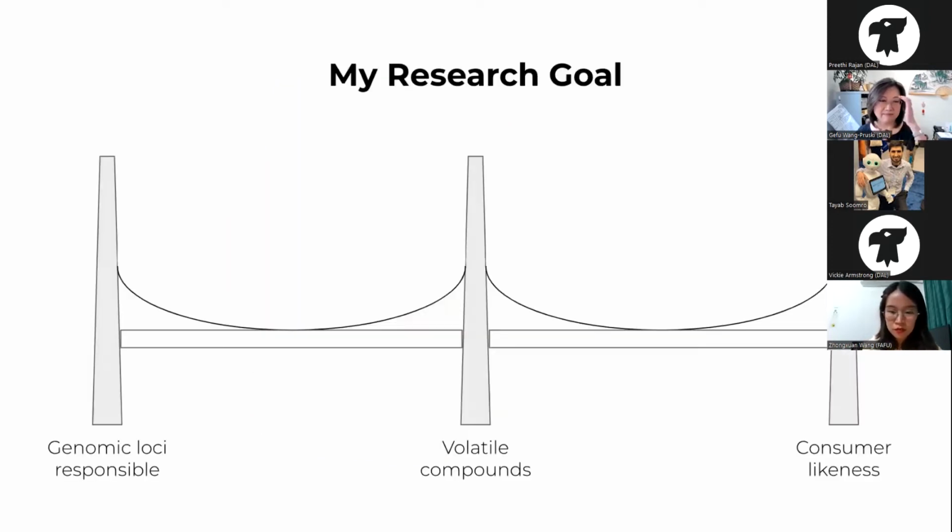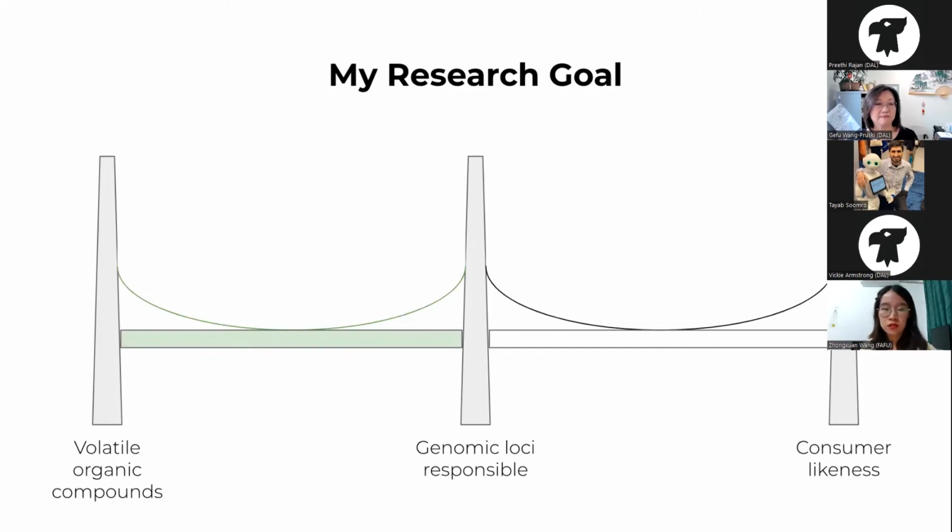So I like to use the analogy of bridging the gaps when explaining my research. There are 2 major gaps. Number 1 is understanding the relationship between the volatile compounds and the underlying genetics of apples. And number 2 is the relationship between the volatile compounds and the consumer likeness, so whether the apple is liked or disliked by consumers. These are the 2 major gaps that need to be bridged before arriving at a solution of improved apple aroma.